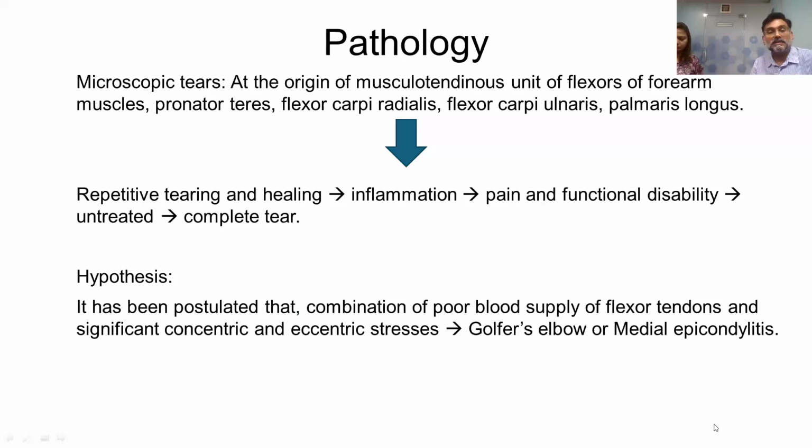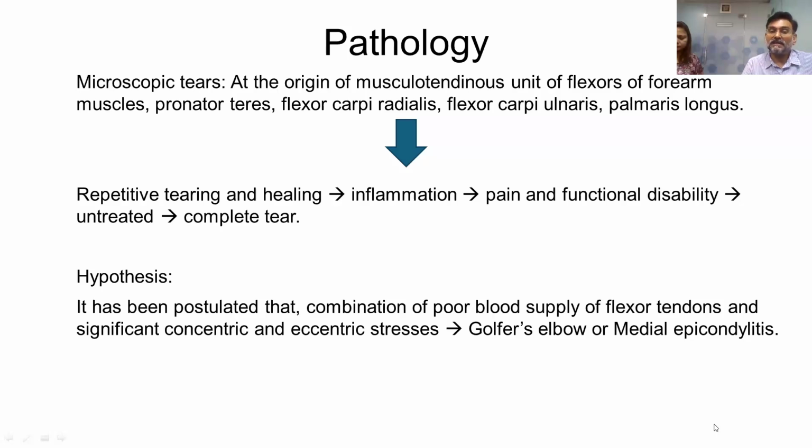What is the pathology here? It is postulated that there are microscopic tears at the origin of the musculotendinous unit of the flexors of the forearm muscles, like the pronator teres, flexor carpi radialis, flexor carpi ulnaris, and the palmaris longus. This repetitive tearing and healing which follows gives rise to inflammation on a long-term basis, which causes pain and functional disability. And if this is untreated, it can lead to complete tear.